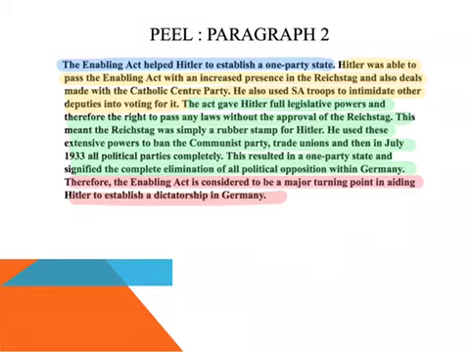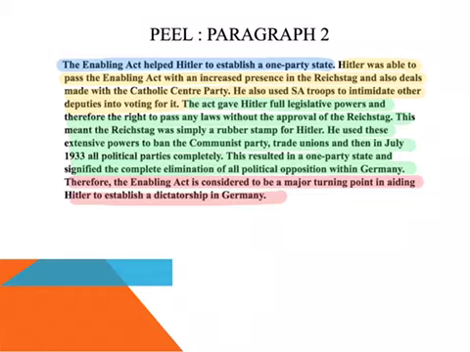There's the point. Hitler was able to pass the Enabling Act with an increased presence in the Reichstag and also deals made with the Catholic Centre Party. He also used SA troops to intimidate other deputies into voting for it. There's the evidence. Now let's look at the explanation. Look how much explanation there is attached to the Enabling Act.